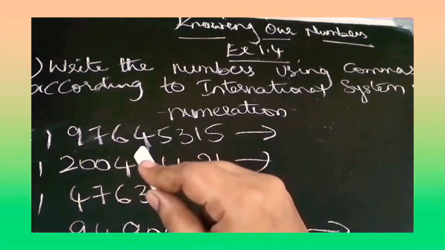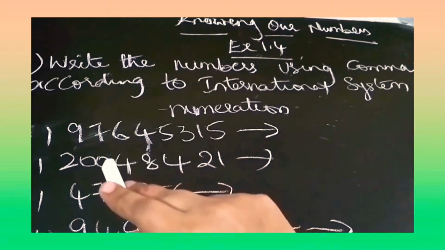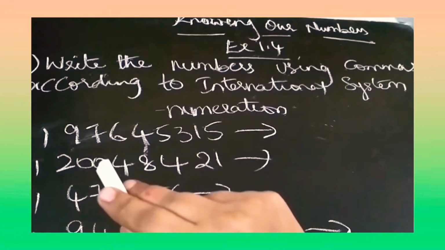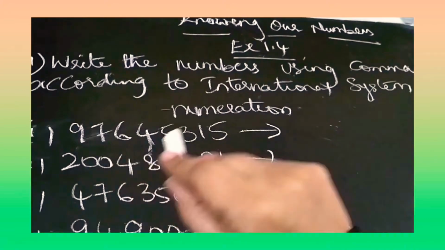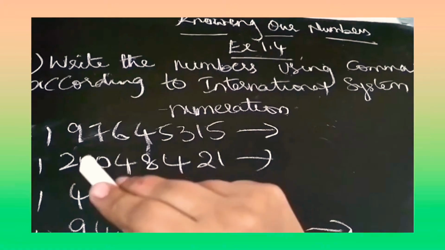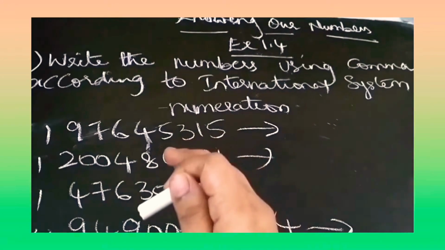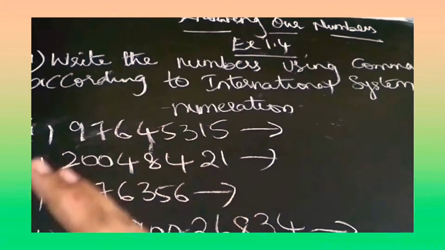If you see the Indian system, what is there? Ones, tens, hundred, thousand, 10,000, lakh, 10 lakh, crore is there. Crore is also not there in the international system. Ones, tens, hundreds, thousand, 10,000, 100,000, million, 10 million, and again 100 million is there. So we will separate hundreds, thousands, and million.